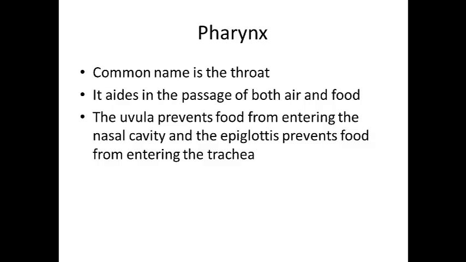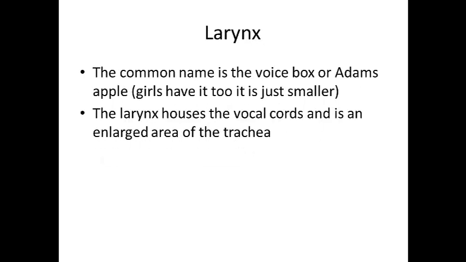The next stop along this path is the larynx. The common name for the larynx is the voice box or Adam's apple. Contrary to popular belief, girls have Adam's apple, except they're very small. The larynx houses the vocal cords and is an enlarged area of the trachea. The area of the larynx that is enlarged is called thyroid cartilage.